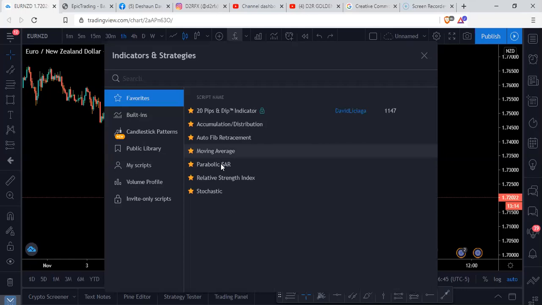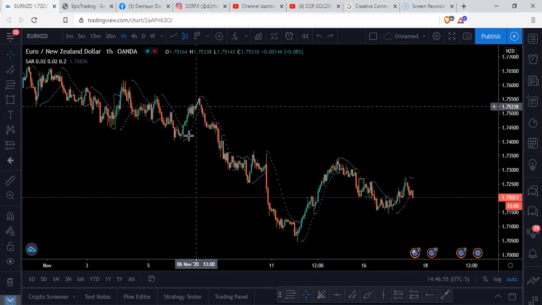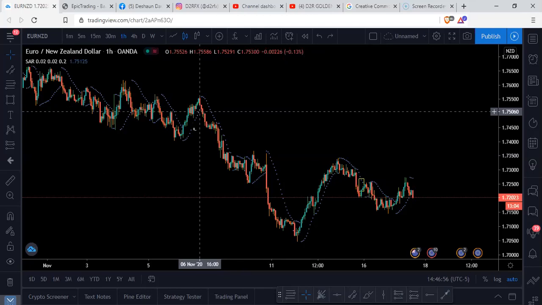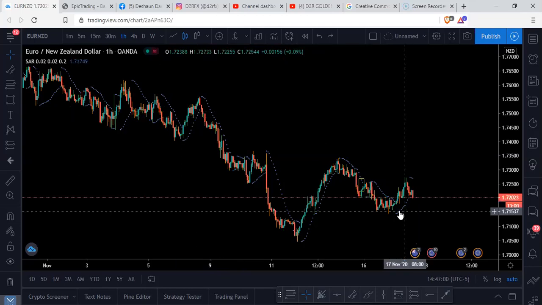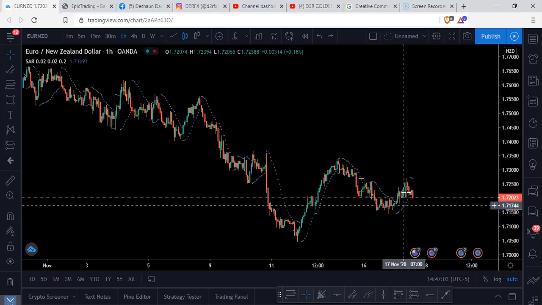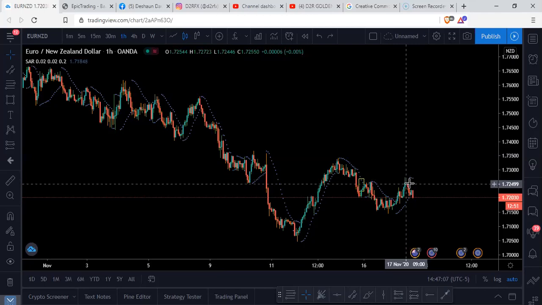Then right here we're gonna go over the parabolic SAR. This is a very simple indicator. All it is, is a dot that will form to show the direction of price. In this example, you see how price went up. That indicates a buy. Once you see a dot cross over on the top, that's how you know a reversal is happening. And it's a little delayed indicator.